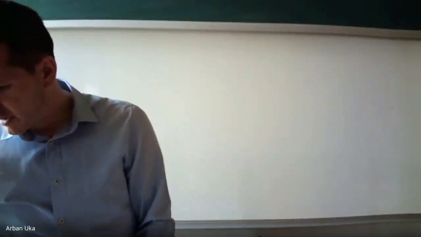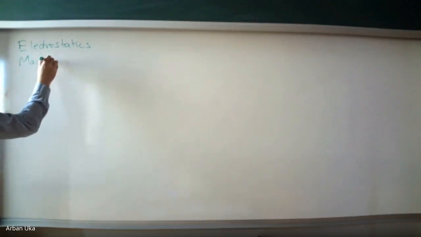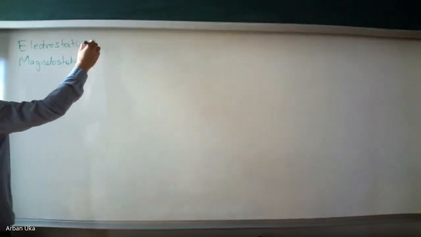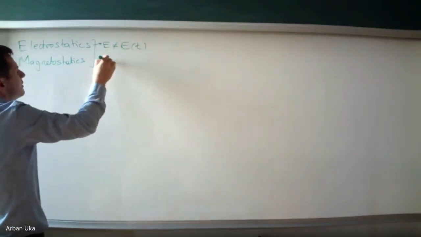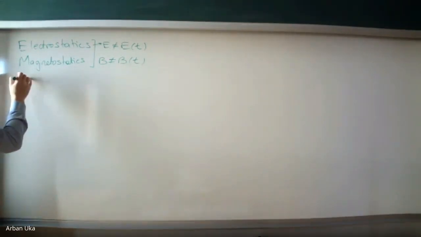we can figure out that the fields, the electric field and the magnetic field, are coupled, okay? So we did electrostatics, magnetostatics, but in these two domains, the electric field was not a function of time. The magnetic field was not a function of time. This is what we mean with this.